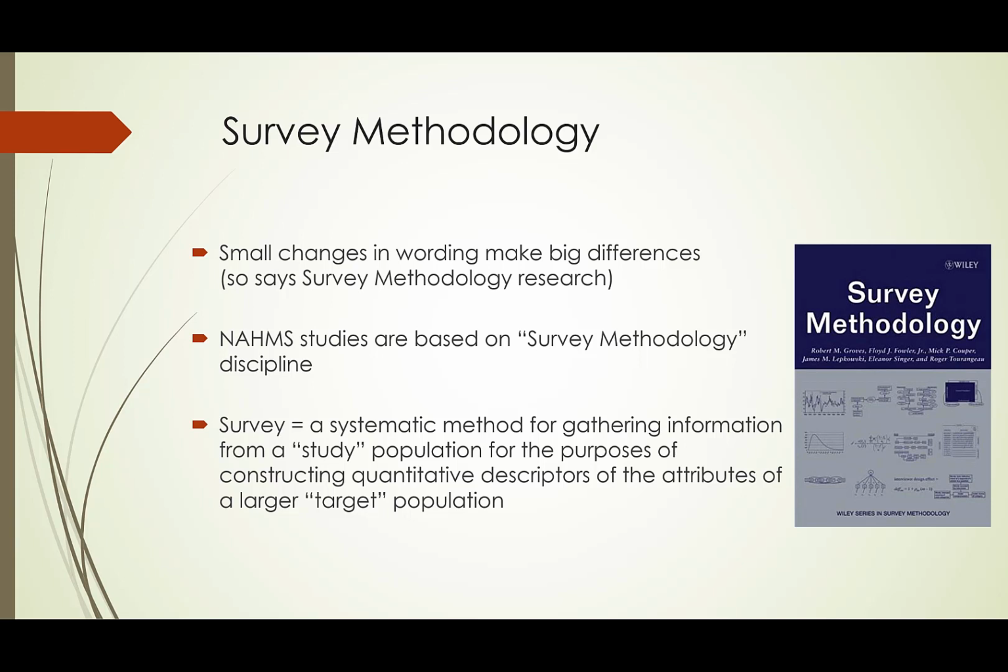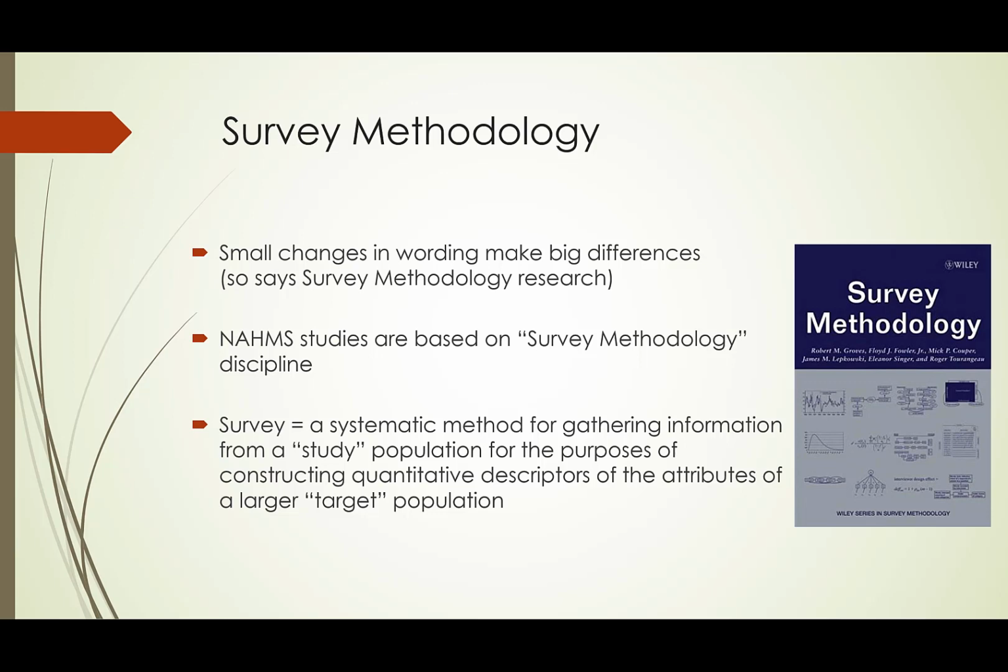So the point there is that small changes in wording make big differences in our responses. And that's essentially what we're talking about with survey methodology. NAHMS national studies are based on the discipline of survey methodology. A survey is a systematic method of gathering information from some study population, which is selected from a larger target population. And the whole purpose is to construct statistics or descriptors of that population. So that's what survey methodology is about.